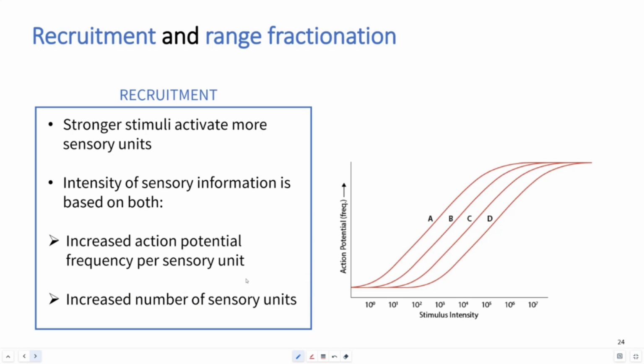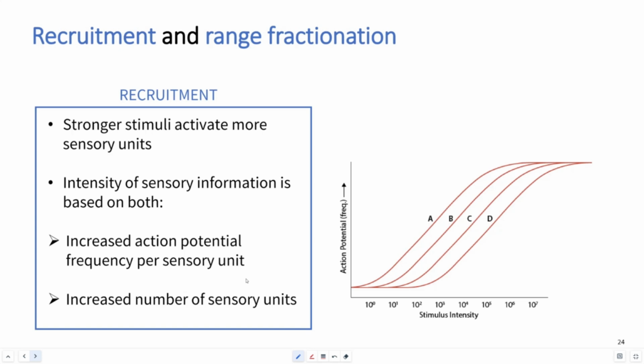Recruitment and range fractionation. Recruitment and range fractionation are two mechanisms by which the nervous system can encode the strength of a stimulus using the firing rates of multiple neurons. Recruitment refers to the process by which increasing levels of stimulus intensity activate additional neurons that will trigger more action potentials. This means that a weak stimulus may only activate a few neurons, whereas a strong stimulus will activate many neurons. By recruiting more neurons, the nervous system can increase the overall firing rate of neurons and encode a stronger stimulus.